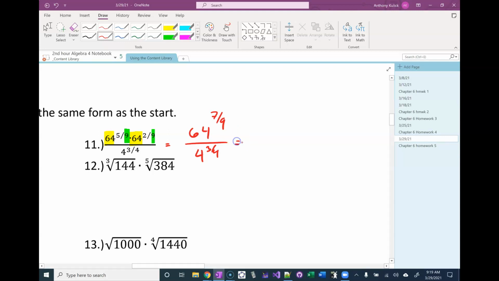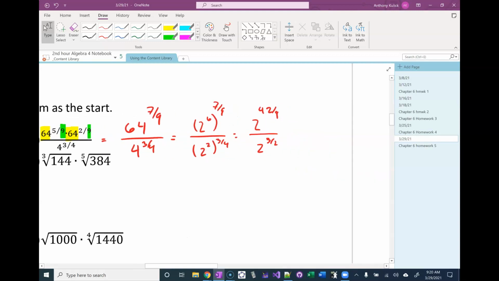Now I'm going to go ahead and do my prime factorization. So 64 is 2 to the 6th. And 4 is 2 squared. So that gives me 2 to the 42 over 9. And this is 2 to the 3 over 2. So I reduced after I multiplied that, just FYI. Well, I guess I could have reduced this one too, huh? That's 14 over 3.